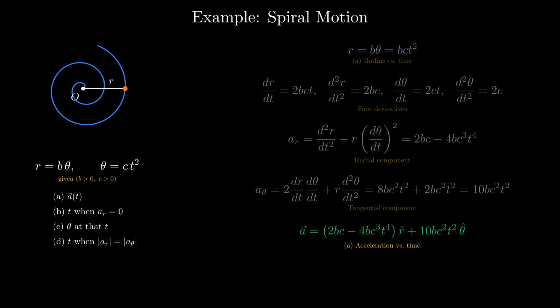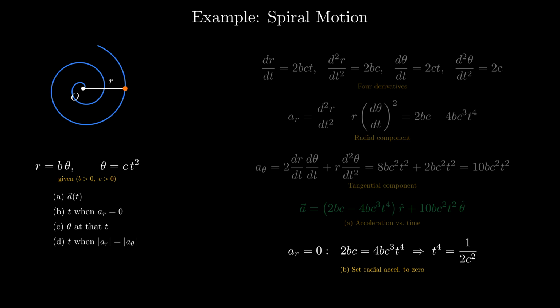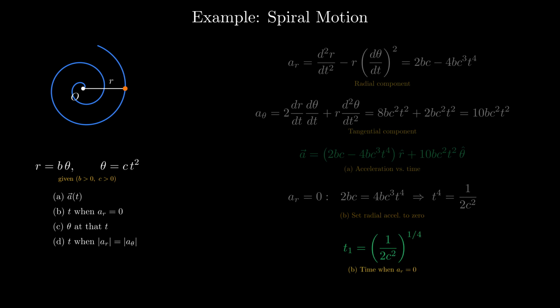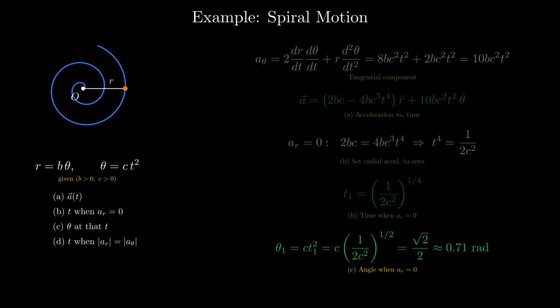Now part B. The radial acceleration is 0 when 2bc equals 4bc cubed t to the fourth. The bc factor cancels, leaving t to the fourth equals 1 over 2c squared. Take the fourth root. The time is 1 over 2c squared, all to the 1/4 power. Call this t1. For part C, find the angle there. The angle is c times t1 squared. Squaring the fourth root gives c times 1 over 2c squared to the 1/2 power, which simplifies to the square root of 2 over 2. So the radial acceleration vanishes at an angle of about 0.71 radians, regardless of b and c.